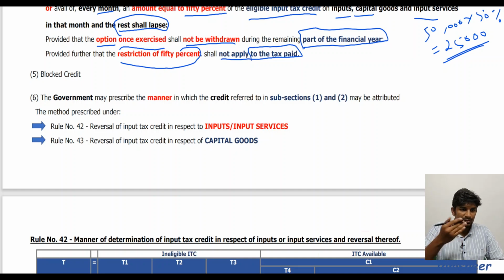Now we come to subsection 5 of Section 17. Here there is a list of input tax credits which will be blocked to the supplier.